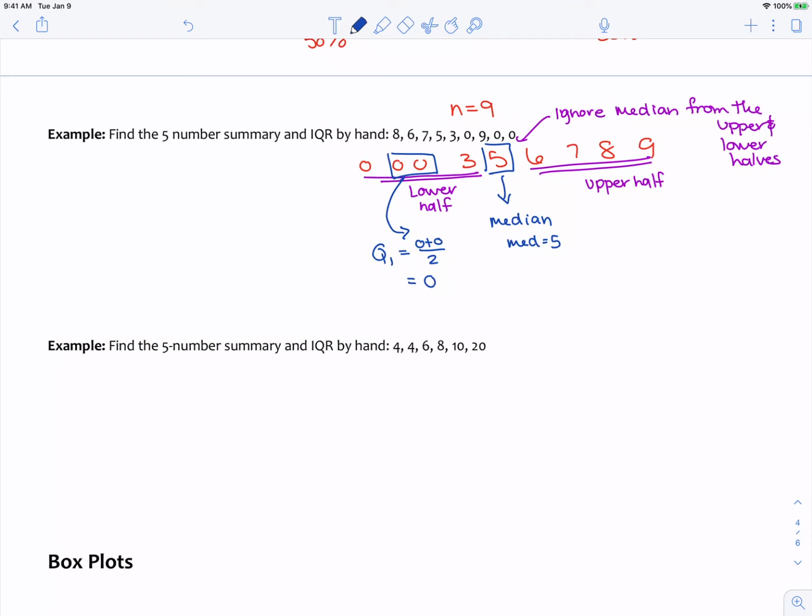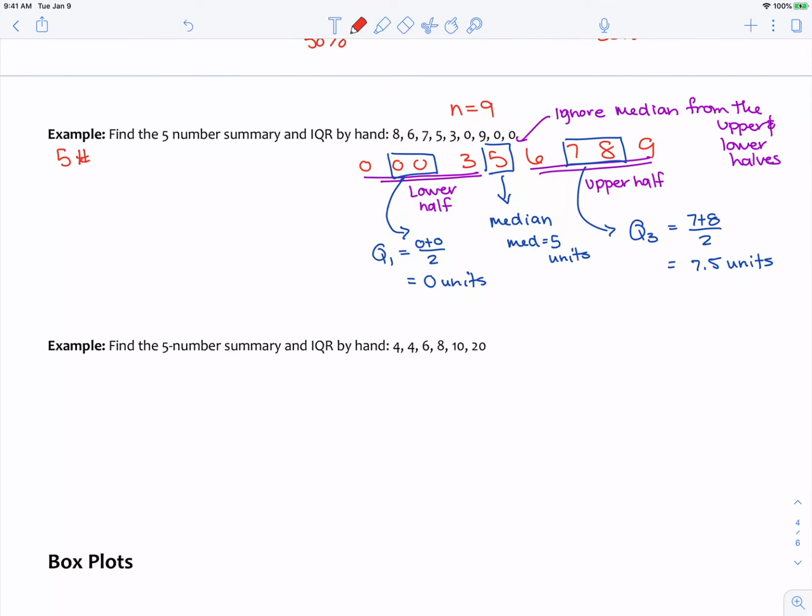And then the median of the upper half, that's Q3. Again, we have 4 data values in our upper half, so we will take the average of the middle pair of values. Q3 will be equal to 7 plus 8 divided by 2, or 7.5. And these have units. The units are unspecified in our example, but they would take the same unit as the data set itself. So altogether, this gives us our 5-number summary.